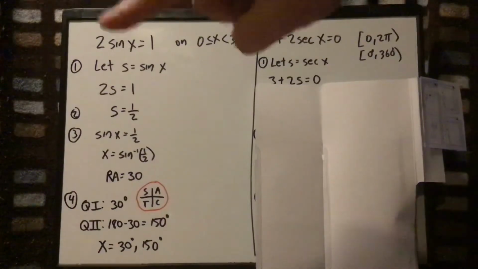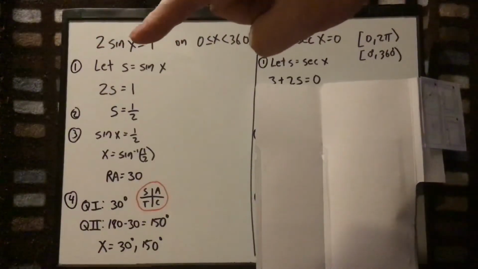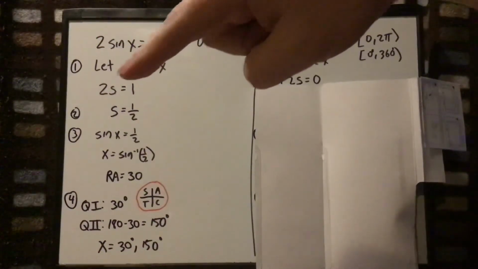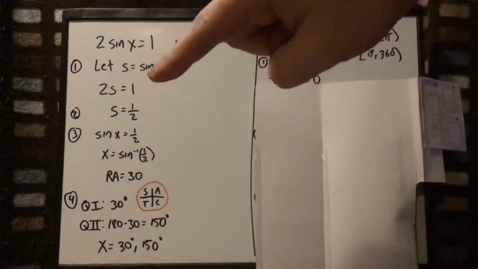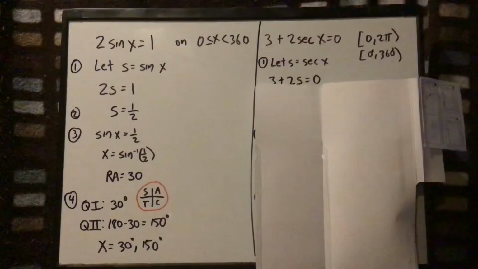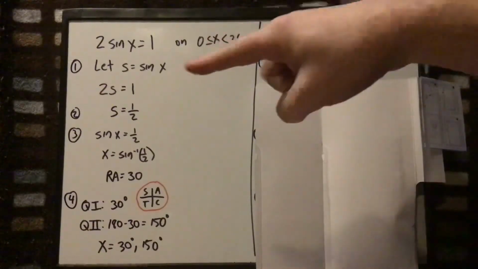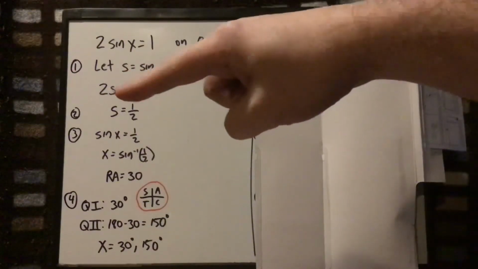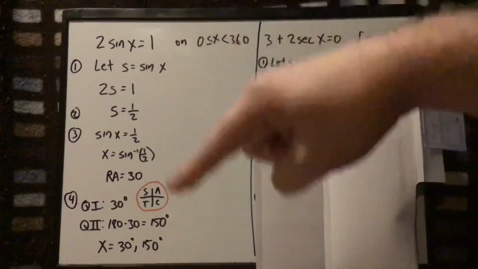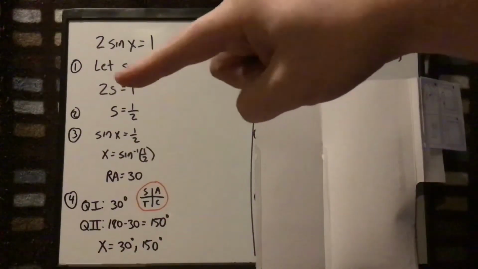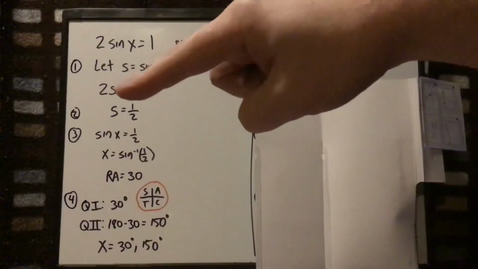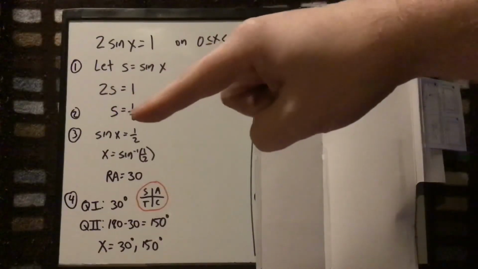Instead of it being 2 sine x equals 1, sine x is being represented by s, so it makes the equation look simpler. It's just 2s equals 1. The goal then, once you have a simple equation like 2s equals 1, is to try to get the variable by itself. So that's why I divide by 2 on both sides. I didn't show that because there's a lot of space I don't have. It's simple algebra, which hopefully you understand because you've taken algebra. I'm solving this by dividing by 2 on both sides.